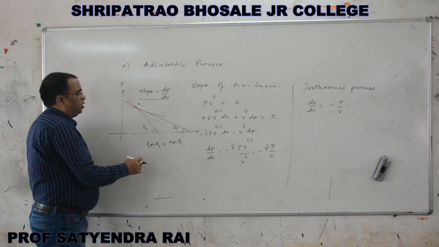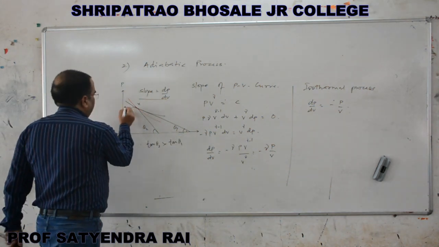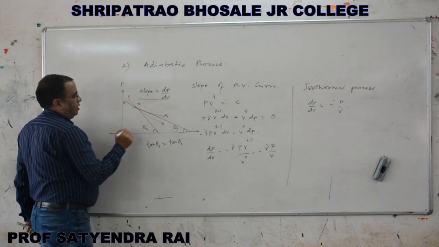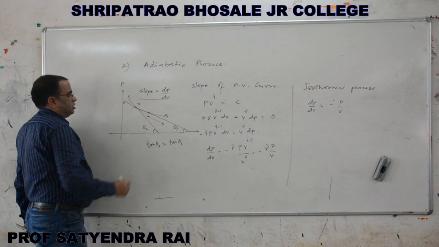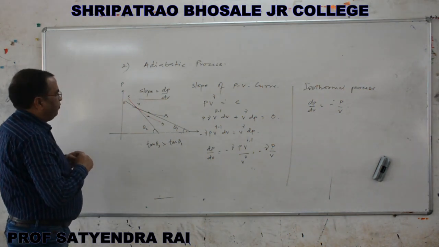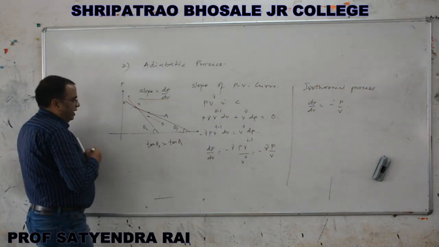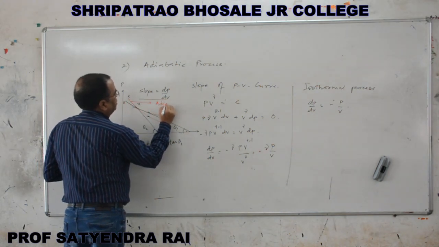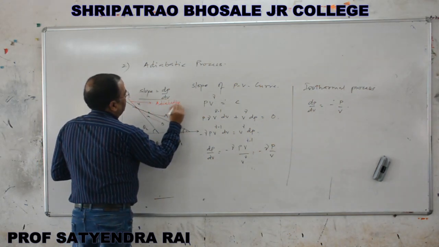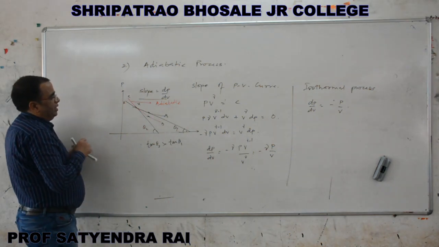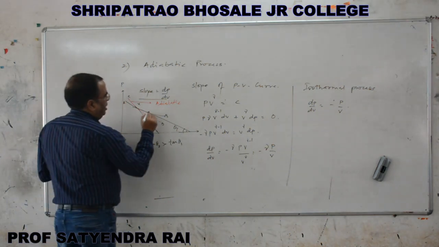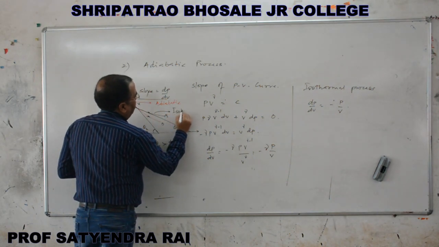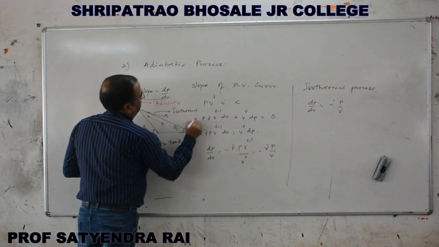So which one is more? Definitely from these two graphs, say AB and C, two indicator diagrams are there for two different processes. One can easily identify that the red one is showing an adiabatic curve, whereas the curve AB is representing an isothermal curve.